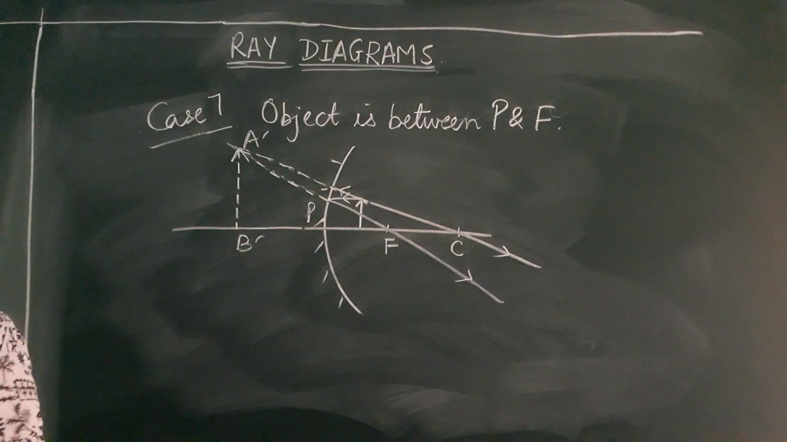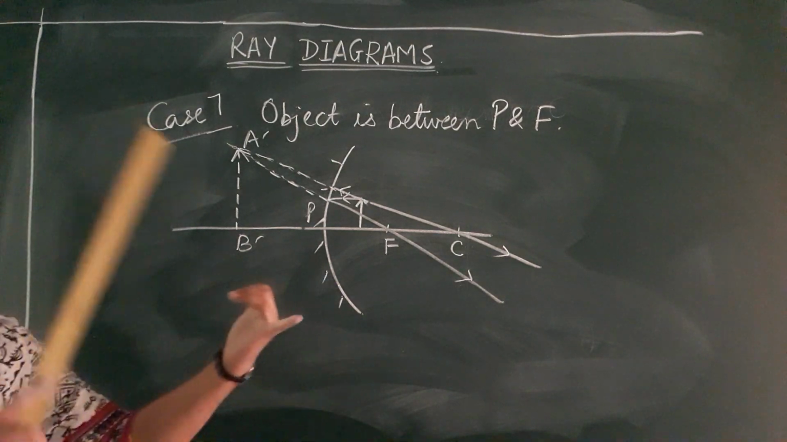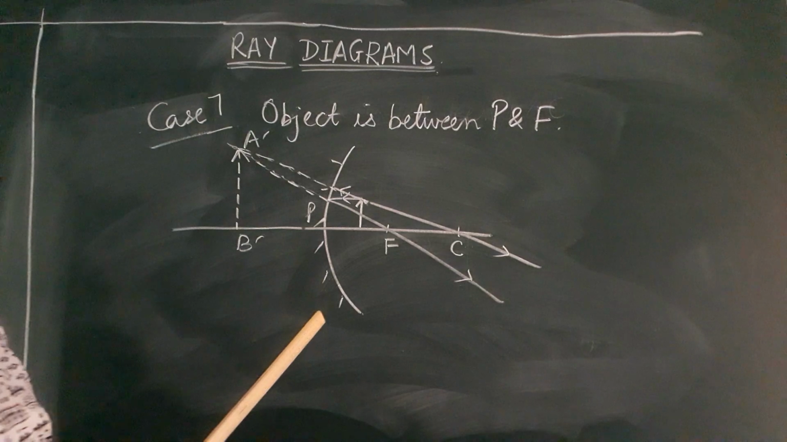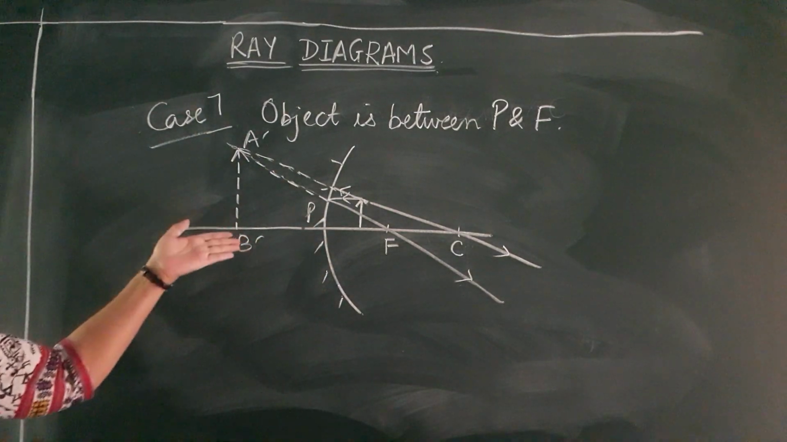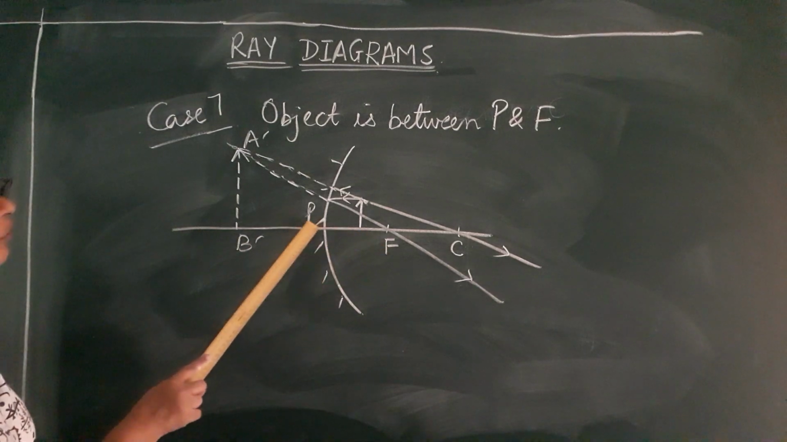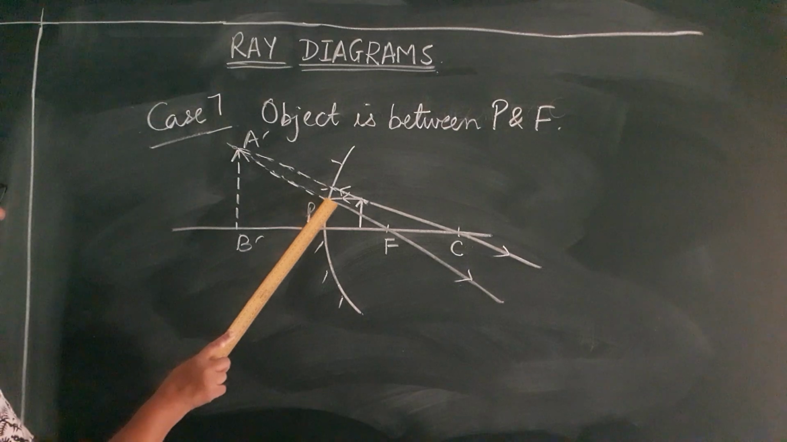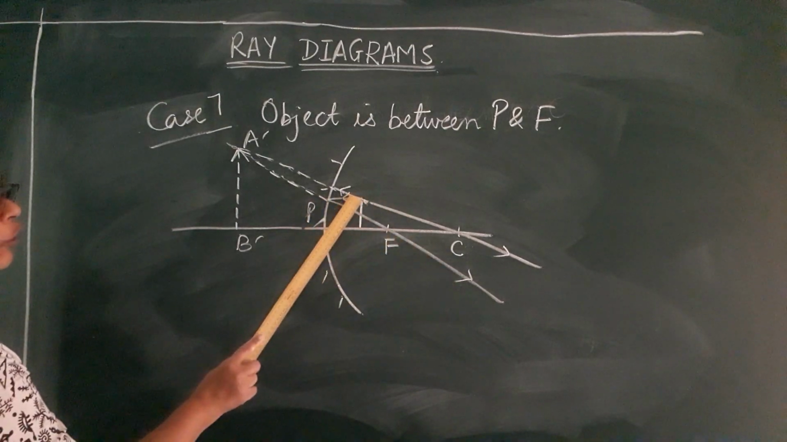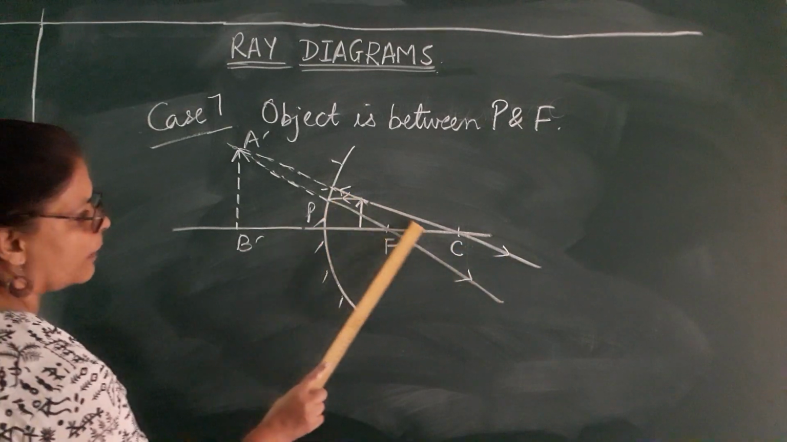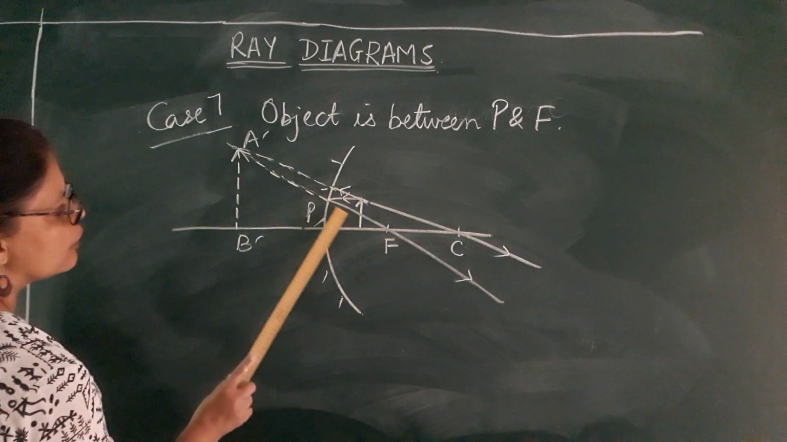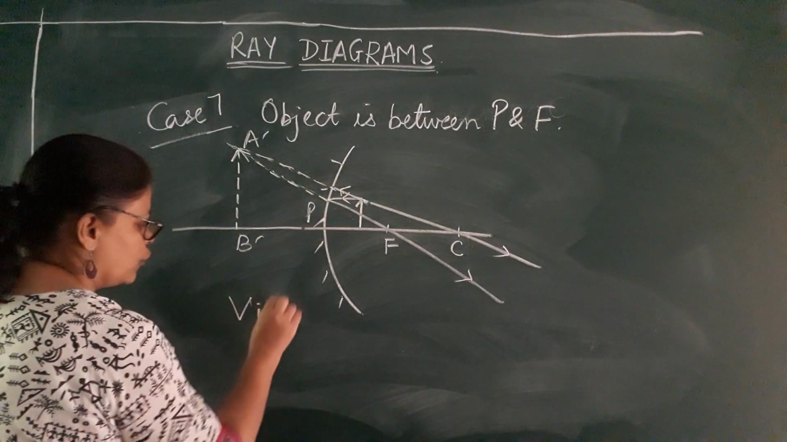Now you know why I call it a special case. Because till now, in all the cases for concave, the image formed was real and inverted. But this is a case when the image formed is virtual and erect. Where have you placed the object? Between P and F. You are following rule 1, a ray of light moving parallel passes through F, and then rule 3, a ray of light passing through C retraces its path, and they appear to meet anywhere behind the mirror.